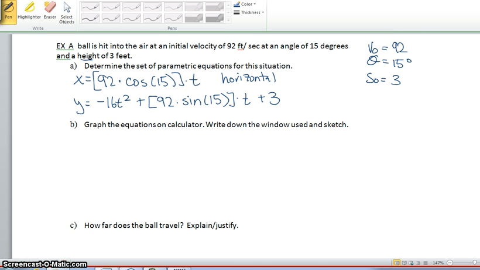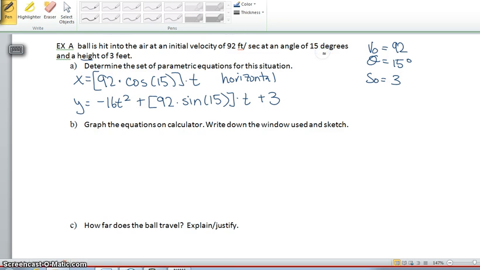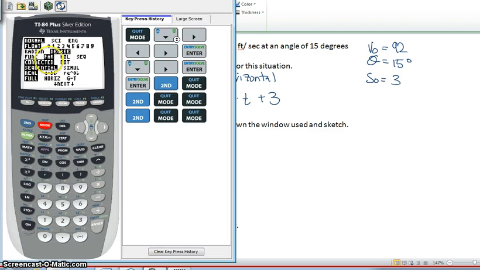Now let's go ahead and graph the equations on the calculator. We want to write down the window used in sketch. So let's look at our calculator. Okay, the first thing that we want to do is make sure that we are in degree mode, because it was given to be 15 degrees. And we are using parametric functions. Okay, so let's go ahead and graph.